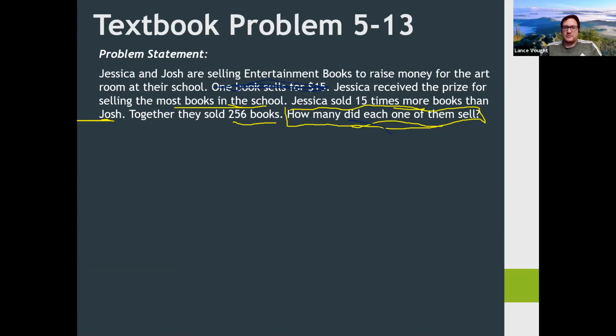So we know Jessica received the prize for selling the most books in the school. Good for her, but not relevant to the problem because it's not giving us a specific value to calculate. What matters is this sentence right here. The entire problem is this sentence. This doesn't matter, this doesn't matter, this doesn't matter. None of this matters except for this and the actual question. It's good that we know that Josh and Jessica exist, but it doesn't affect the answer. Jessica sold 15 times more books than Josh.